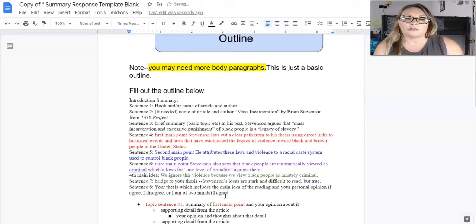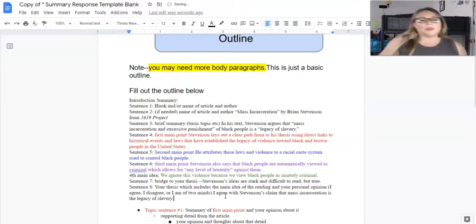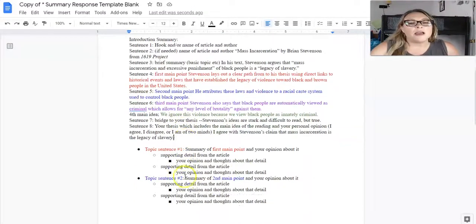I agree with Stevenson's thesis, or Stevenson's claim, that mass incarceration is the legacy of slavery. Okay, so now I have my thesis sentence, I have my bridge to my thesis, and now I'm going to go ahead and take that first point that I have up here.